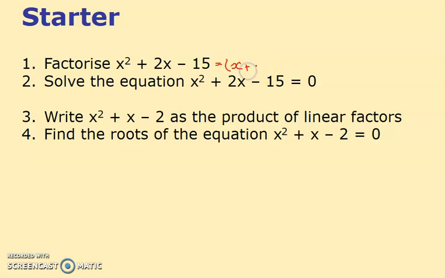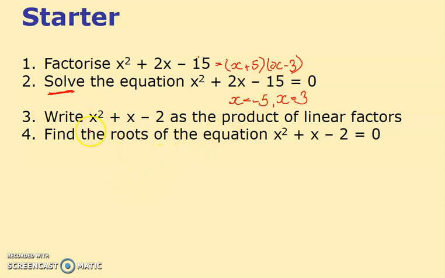You should be able to look at that and go, oh, hang on a bit, 15 is 5 threes, and if I have plus 5 and minus 3, that will give me the plus 2 in the middle. And then, of course, when it says solve this equation, you go, therefore I get x equals minus 5, x equals plus 3. You just change the signs. You should remember that quite happily.